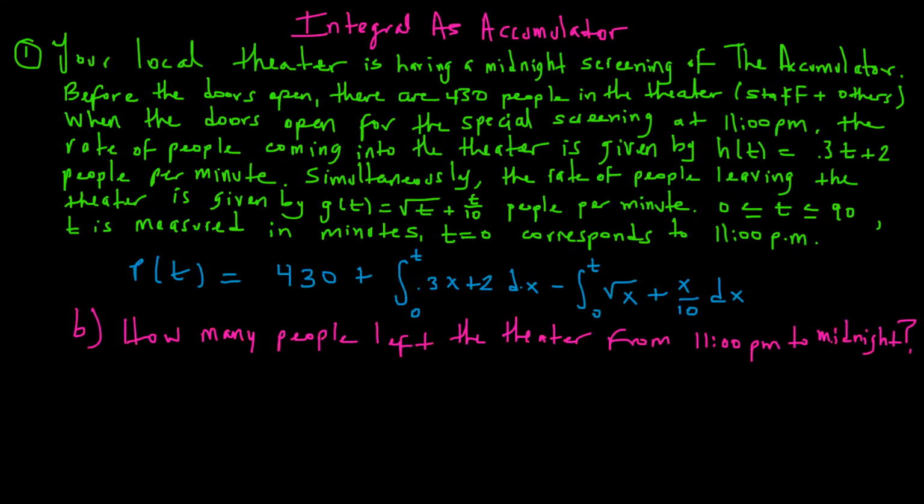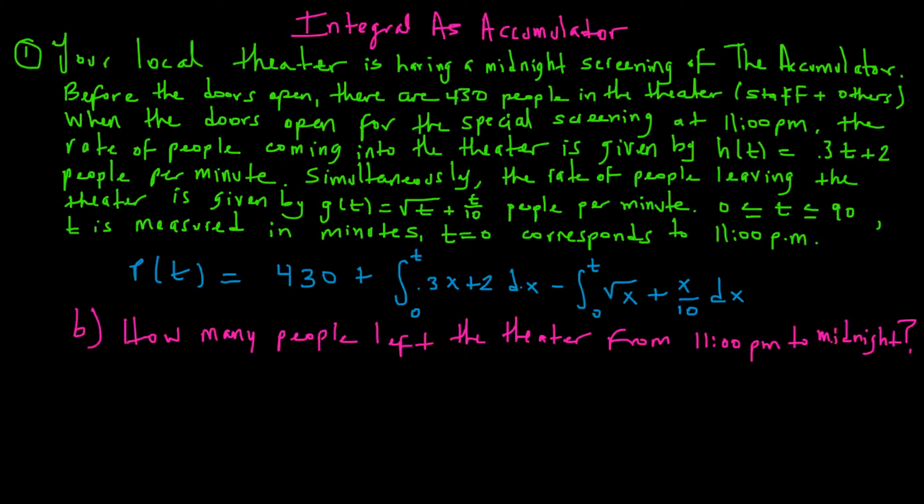I'm going to keep my answer from part A because I think that's a very important equation, the equation that gives you the amount. Now part B, how many people left the theater from 11 p.m. to midnight? So they're looking for an amount. How do I know they're looking for an amount? Because the question is how many? And they only want the amount that I've lost. How many people left the theater? So then I don't need the gain, and I don't need the initial amount.